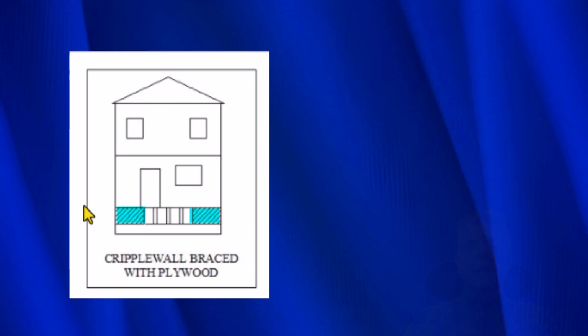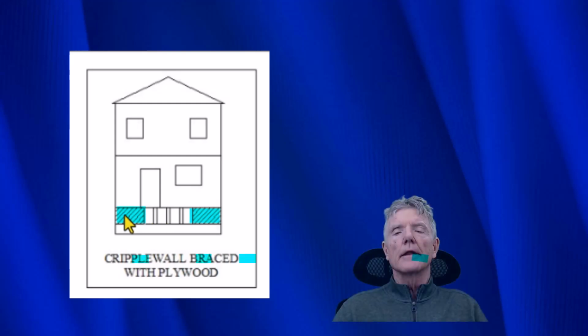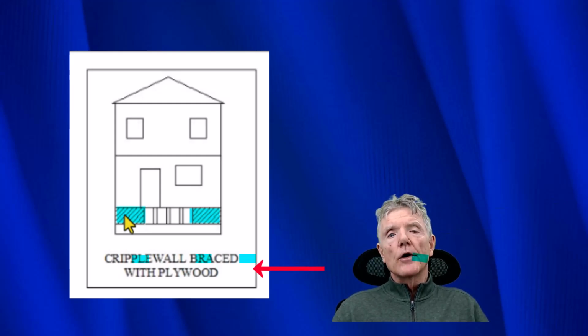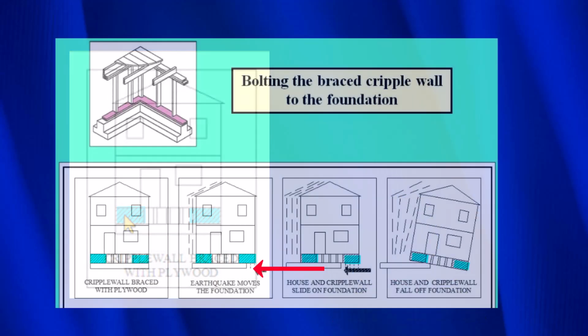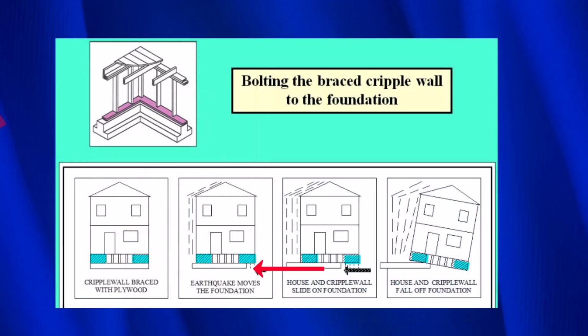So as you can see here in this house, we have plywood on this end, and we put plywood over here. And notice we don't have to put plywood along the entire cripple wall. The engineering calculations behind FEMA P1100 tell us exactly how much plywood we need, and we'll go into that in another video.